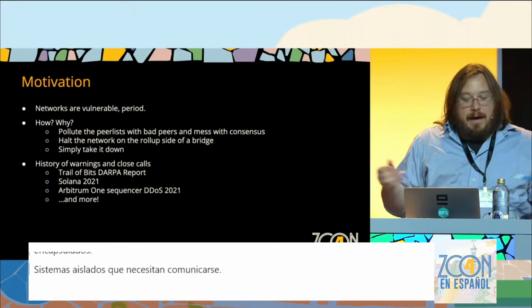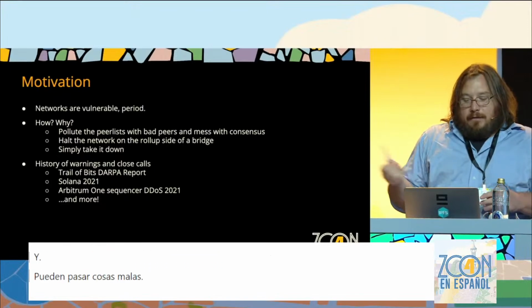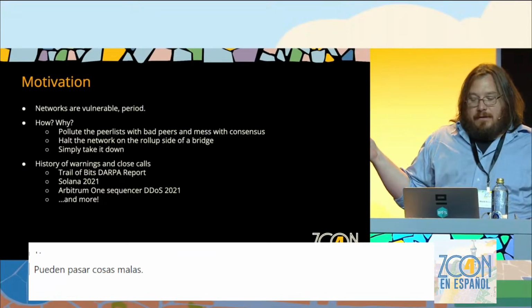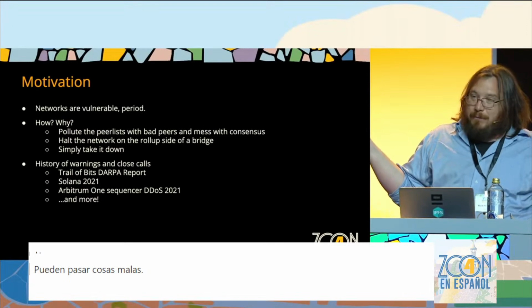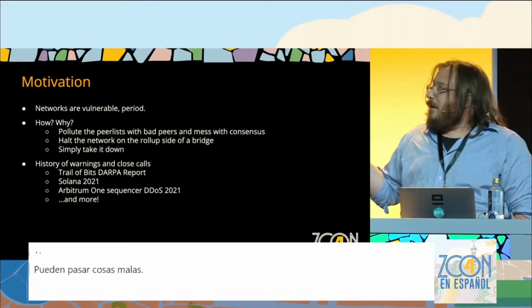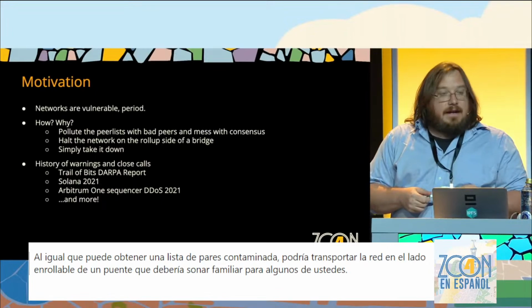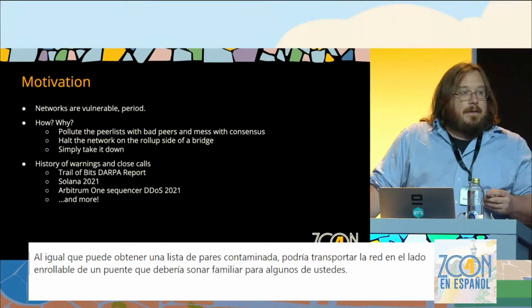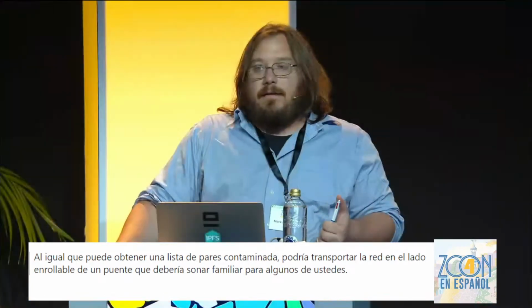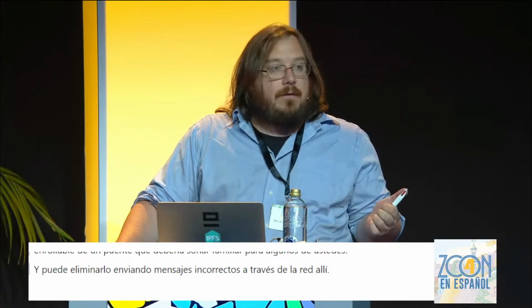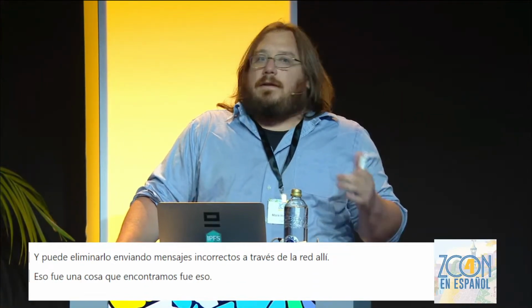And bad things can happen. Like you can get a polluted peer list. You could halt the network on the roll-up side of a bridge. That should sound familiar to some of you. And you can just take it down by sending bad messages across the network layer. That was one thing we found, I won't get into the details.